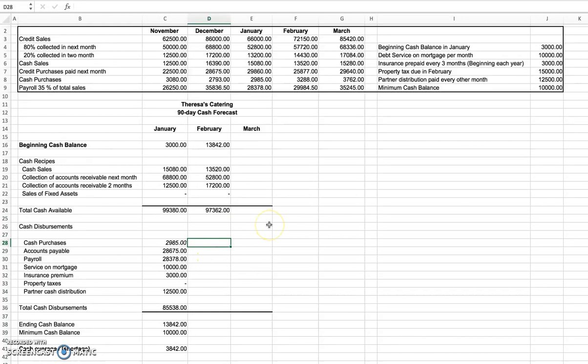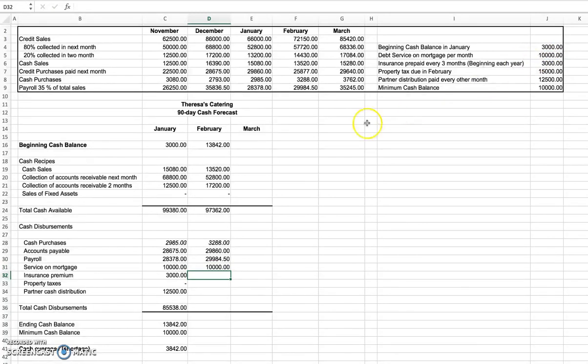Now let's take a look at what's going to come out. So looks like we're going to be spending about $3,288 on cash purchases. Our accounts payable. What did we have to pay last month? Well, we spent about $29,860 in credit, so now we have to pay that off in February. And we're going to take a look at our payroll next. So our payroll is going to be $29,984.50. Our mortgage is going to be, again, $10,000, so that's a flat rate of $10,000 every month.